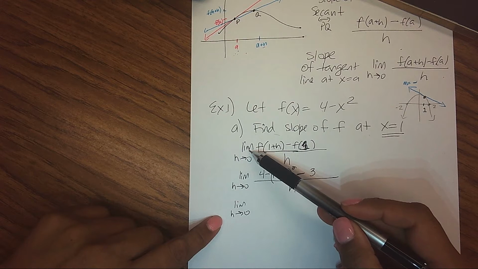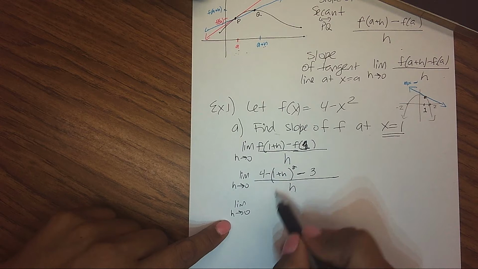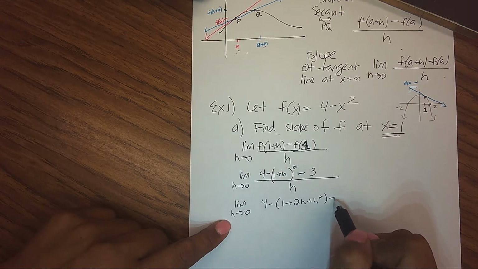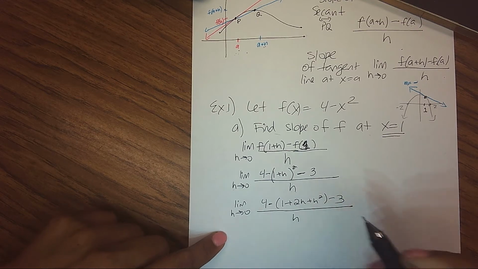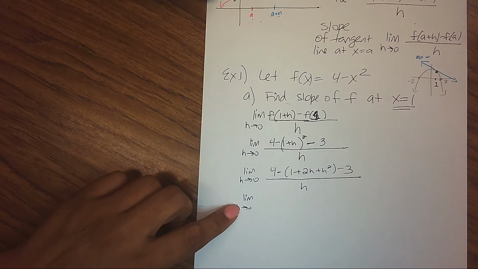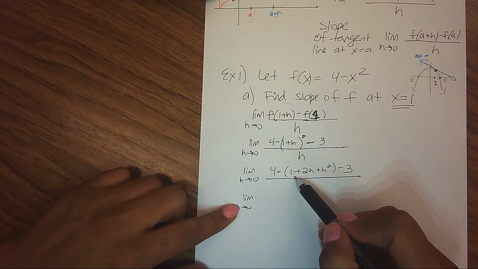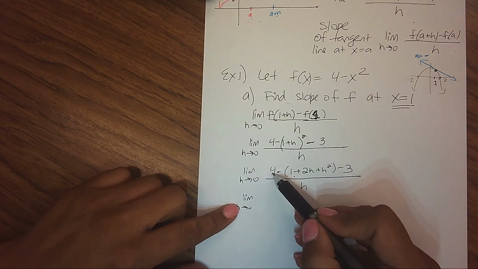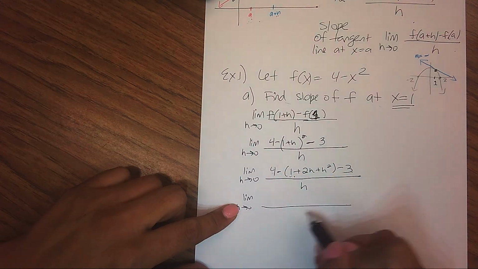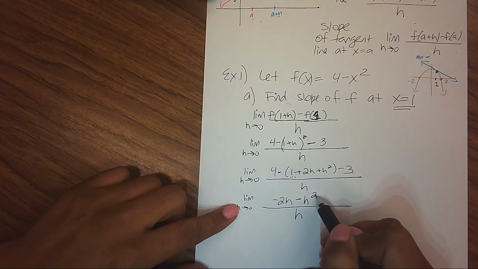Do you notice I keep writing limit as h approaches 0, limit as h approaches 0? If you can do the same thing, please. When I expand that, I get 1 plus 2h plus h squared minus 3, divided by h. Look, I still write the limit as h approaches 0, if you can also do that. When I distribute this negative and combine like terms, 4 minus 1 is 3. The 3 and the minus 3 turn into a 0. This is a negative 2h. This is a negative h squared.